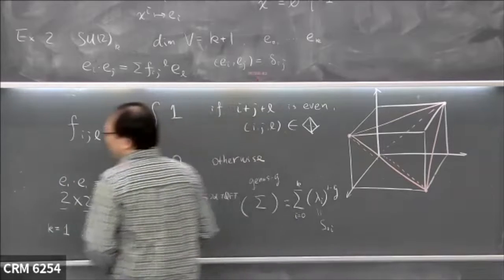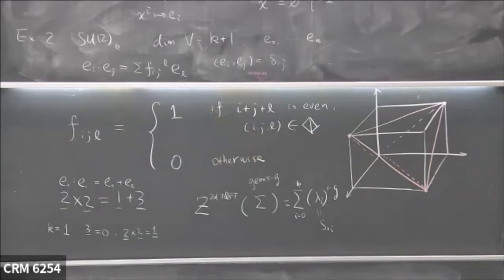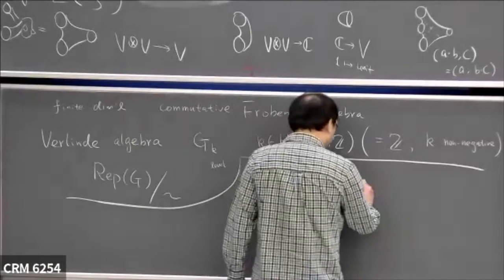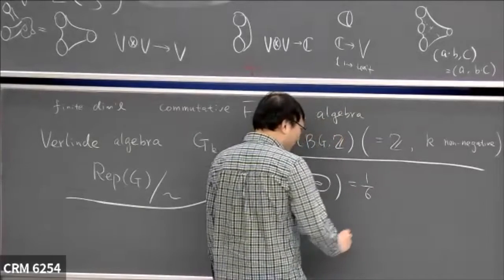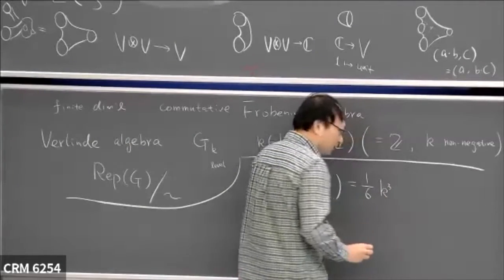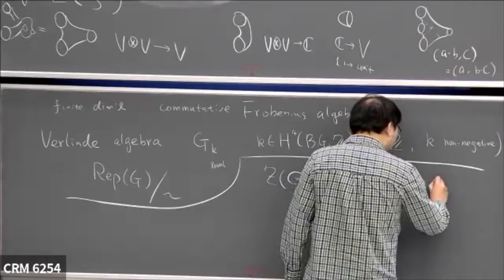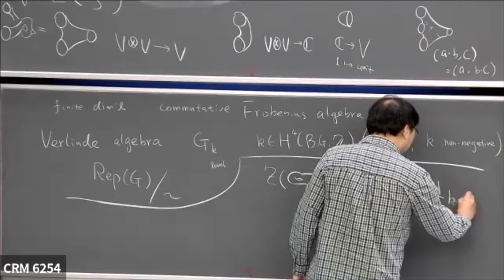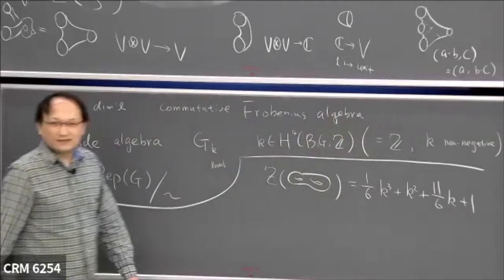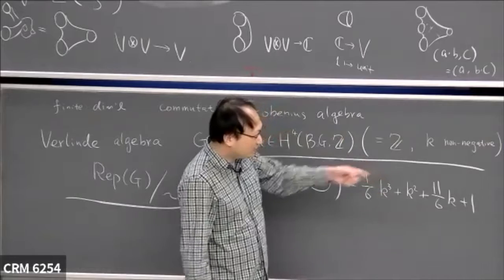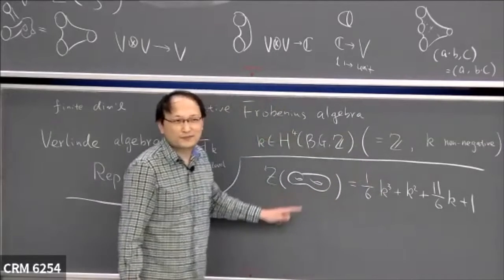So what happens, let's continue here. Again, consider the case of SU(2), and then consider the partition function on a genus 2 Riemann surface. In this case, you have a nice and simple formula: it's always going to be a function of k, (1/6)k^3 + k^2 + (11/6)k + 1. So that's the partition function of that 2D QFT on a genus 2 Riemann surface.